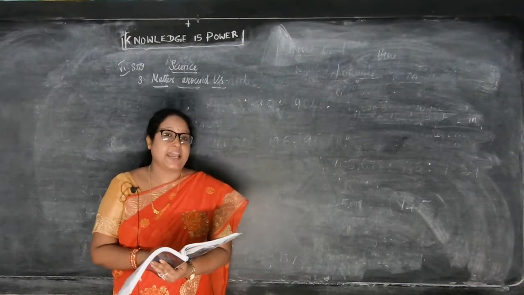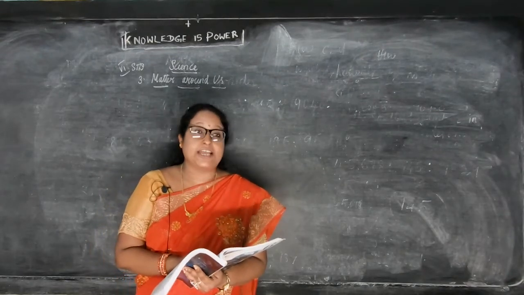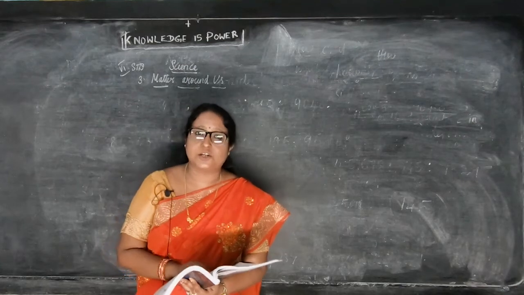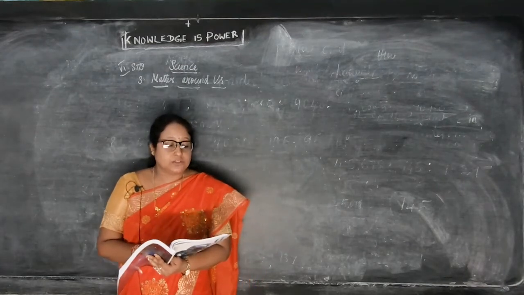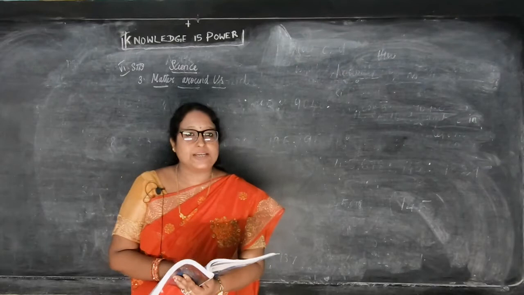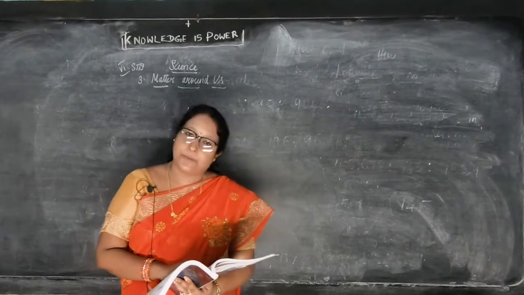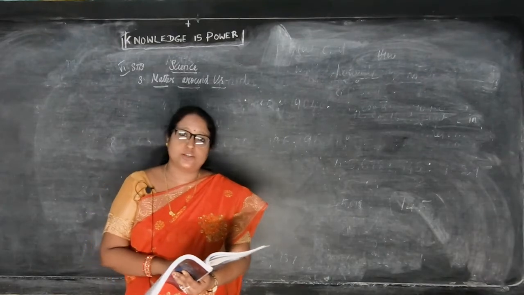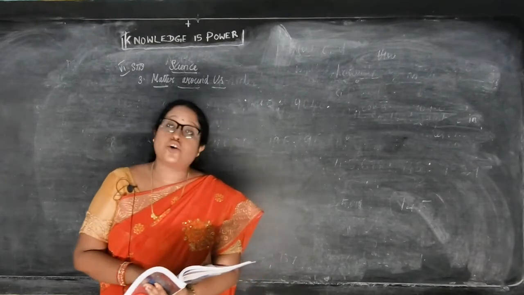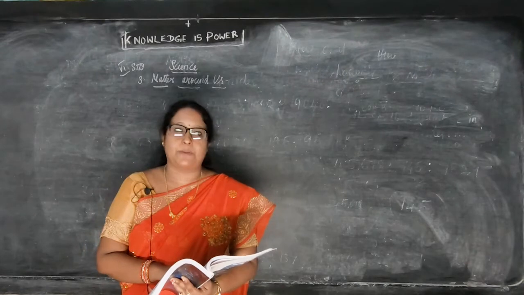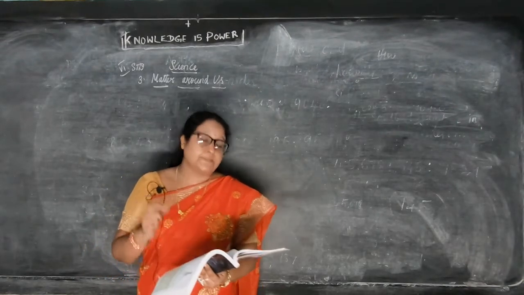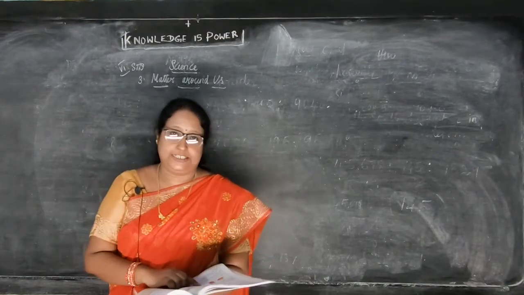Can we say that air has mass? So we can say that air is also matter. Though we cannot see it, it occupies space and has mass. So air is also matter, but we cannot see it. From this, what do we infer? We infer that matter has different properties.